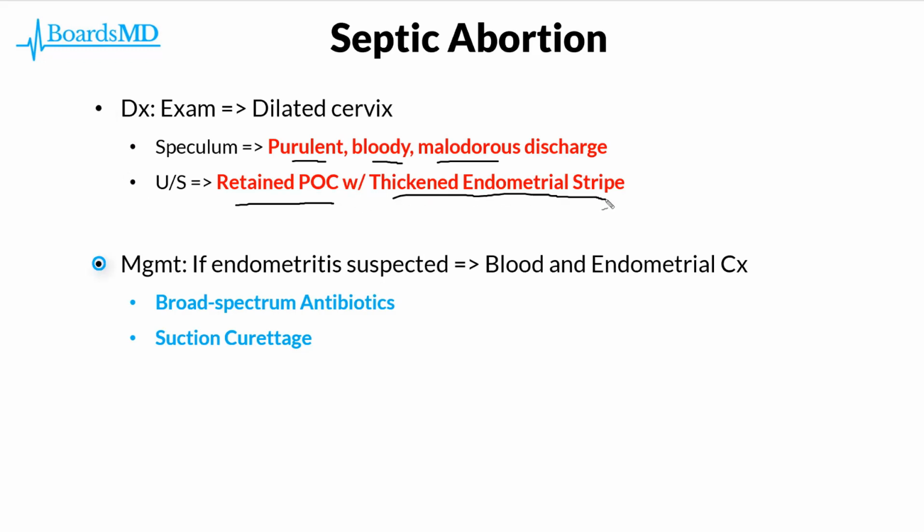In terms of management, if we suspect endometritis in a patient with a septic abortion, then we should ultimately obtain blood and endometrial cultures. After obtaining these cultures, we can treat these patients first with broad-spectrum antibiotics, and after we begin antibiotic therapy, we can proceed with a suction curettage in order to remove any remaining products of conception that may be infected and leading to this septic abortion.